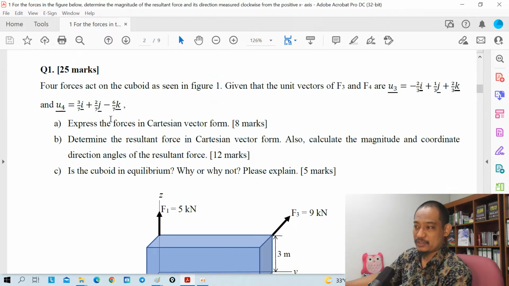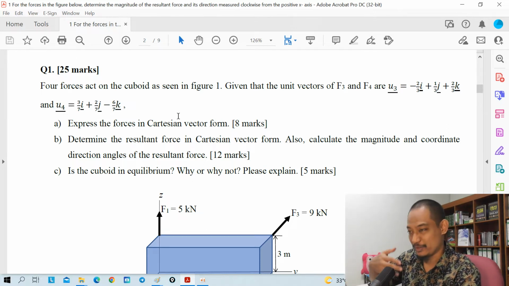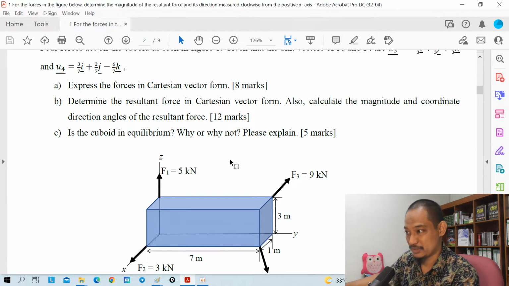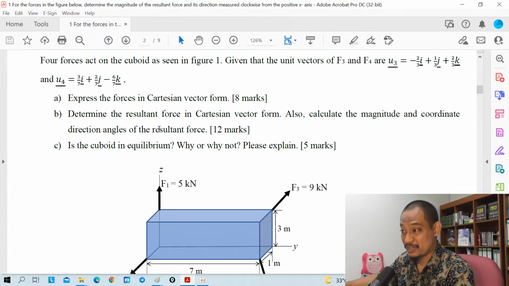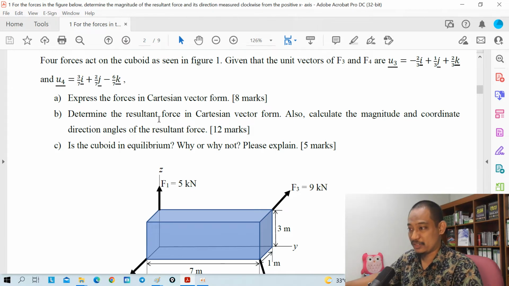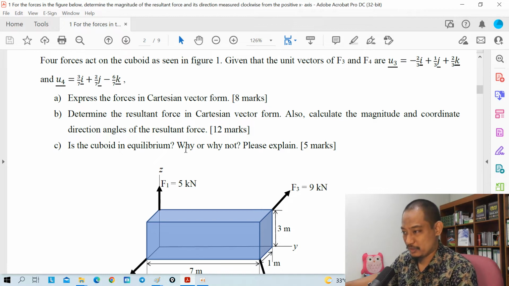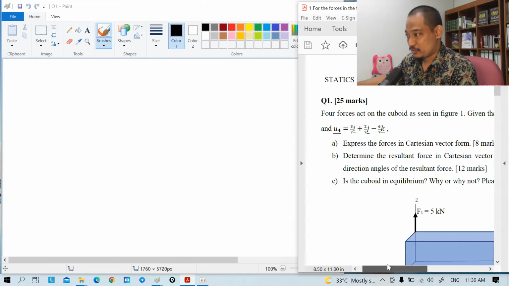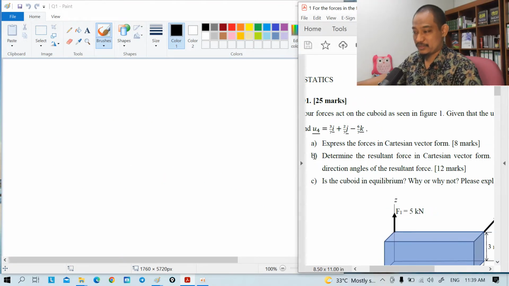Express the forces in Cartesian vector form. Okay, so this should be free marks, not free, you have to do and write, but it's straightforward. Just express F1, F2, F3, F4 in Cartesian vector form, and then determine the resultant force in Cartesian vector form, meaning that you just add all the 4. Also calculate the magnitude and coordinate direction angles of the resultant force, and then is the cuboid in equilibrium? Why or why not? Please explain. Alright, so let's do this. So first, express forces in Cartesian vector form.